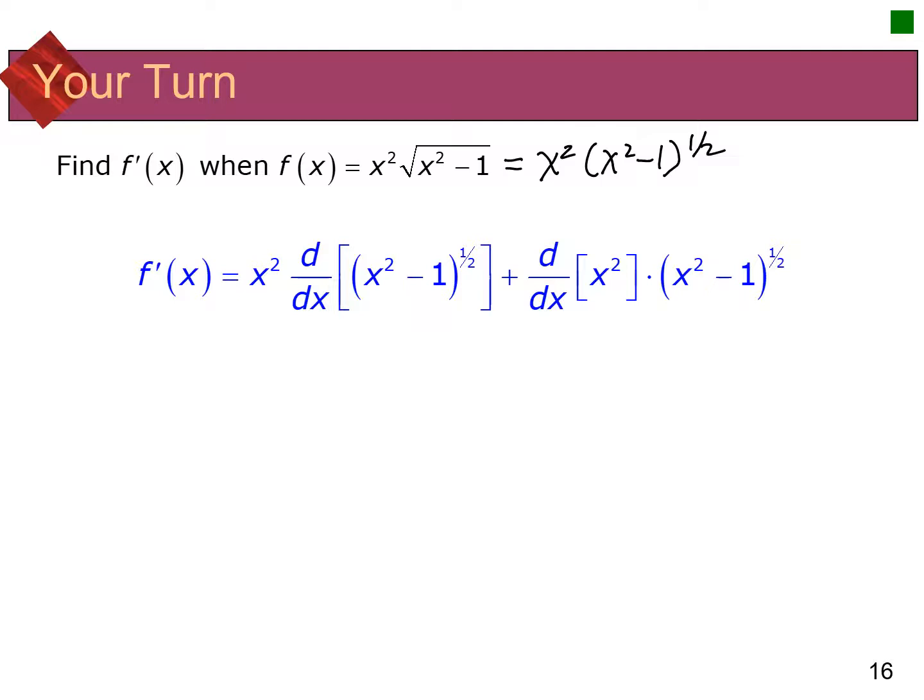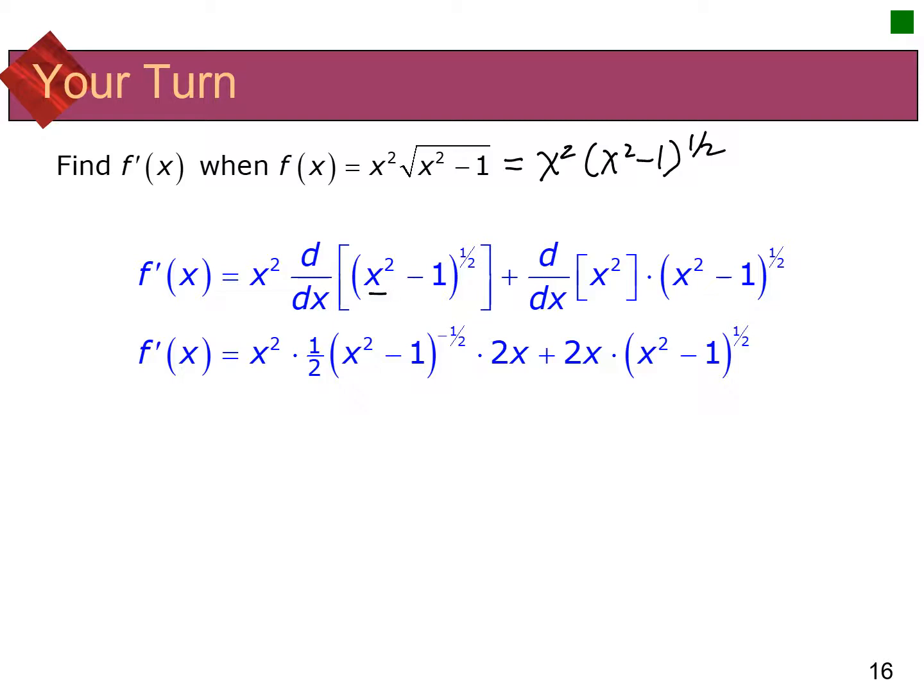As I go through this now, I'm going to carry through the derivatives where they're needed. So the derivative of x squared minus 1 to the 1/2 power, as we do the next step, is going to be 1/2 times x squared minus 1 to the negative 1/2 power. Basically, I treated the x squared minus 1 as if it were just a variable. But now I'm going to do the derivative of what's inside there, and the derivative of x squared minus 1 is just 2x.